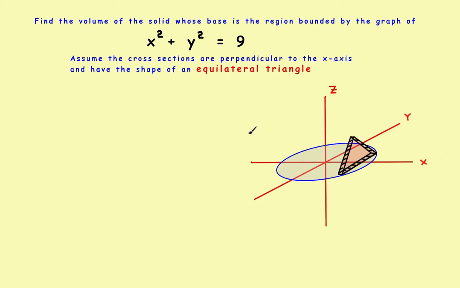Okay, this is going to be the 6th video on how to find the volumes of solids using cross-sectional areas. And the problem we'll look at this time is similar to the one we did in the number 5 video, and it goes like this.